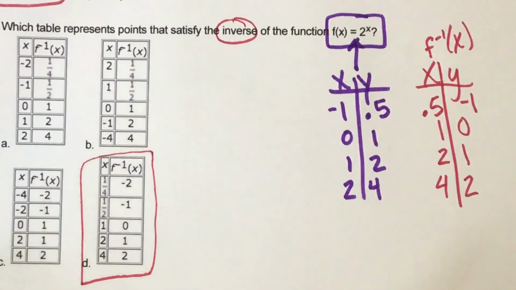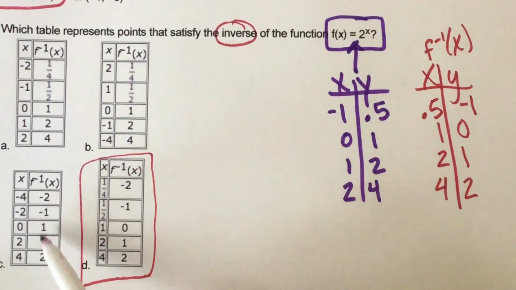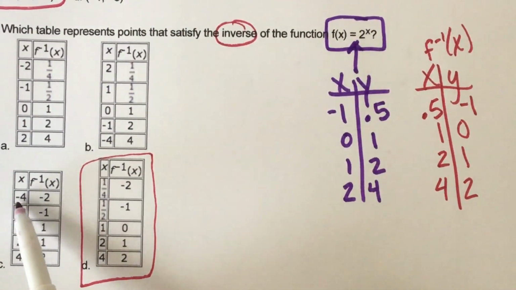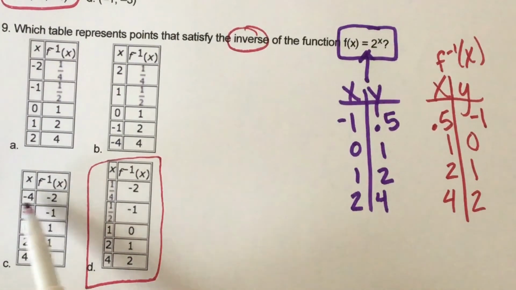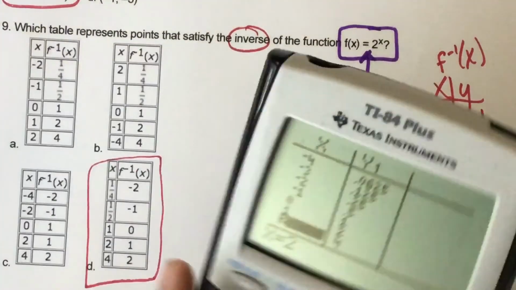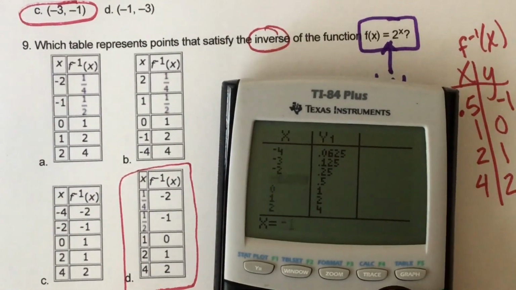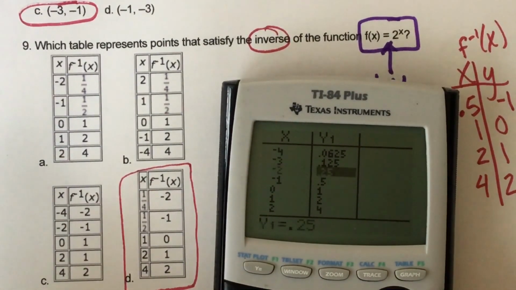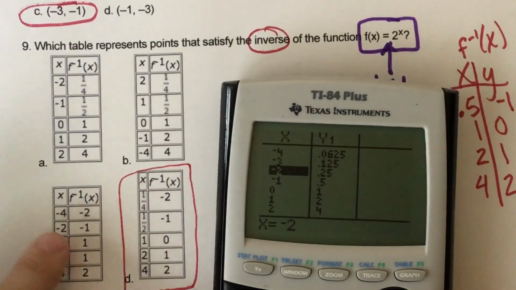Now, if you weren't certain, because it looked like several of these are right, you could flip this around. And if you flip this around, you would get negative 2, negative 4. So you'd want to look for negative 2, negative 4 in this table, and you don't see negative 2, negative 4. So that means it can't be this one.